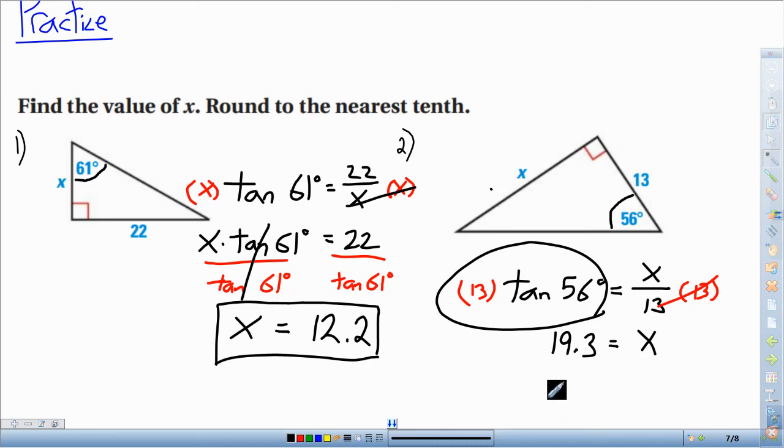Okay, and on these, go one more step. Put the variable on the left and the answer on the right. All right, and then last thing, let's just check. Does it make sense for the long leg to be 19.3 if the short leg is 13? Yes, that answer makes a lot of sense.